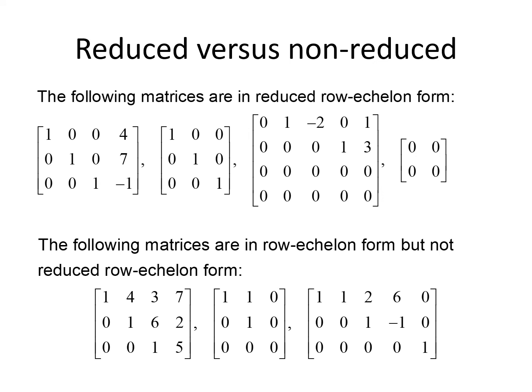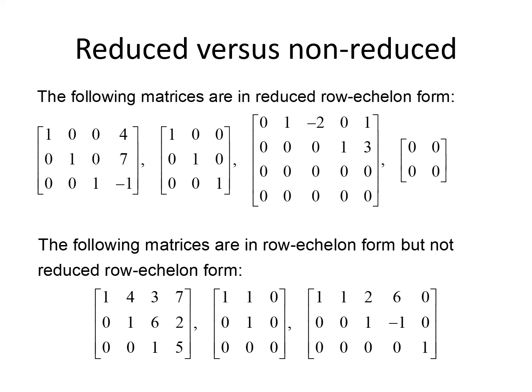And the next matrices, you see here, the following are not in reduced row echelon form, but only in row echelon form. You know the difference between these two forms. That form is reduced row echelon form, and that form is called row echelon form.